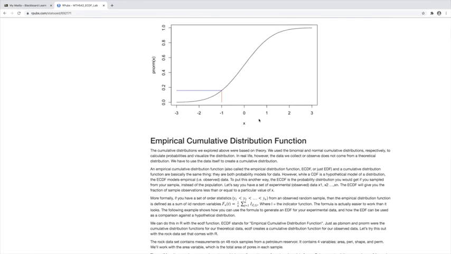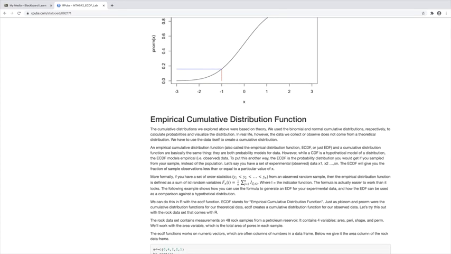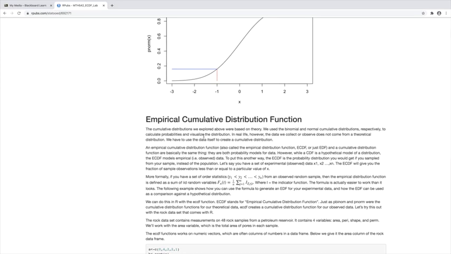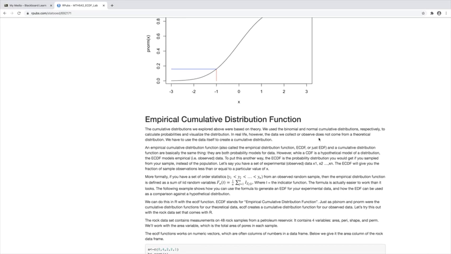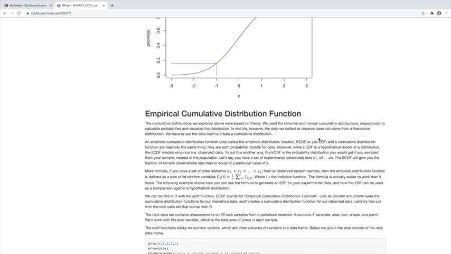So what is empirical cumulative distribution? The cumulative distributions we explored above were based on theory. They are theoretical. We use binomial and normal respectively to calculate probability. In real life, however, the data we collect or observe does not come from a theoretical distribution. We just have some good enough reasons to believe that it might follow such and such distribution, right? So we use the data itself to create its cumulative distribution. That is what is the empirical distribution.